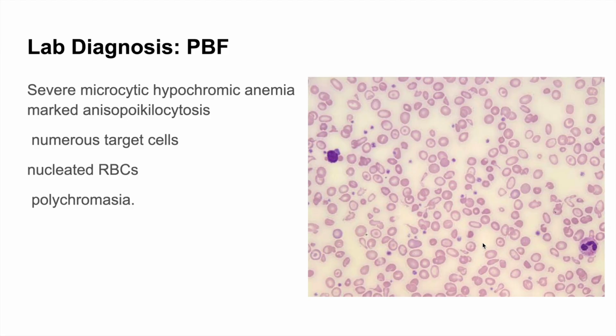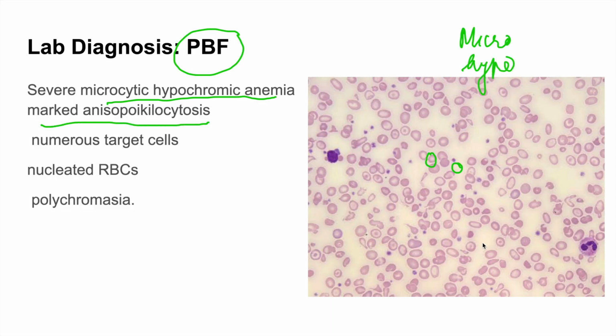Then going to the lab diagnosis in such a patient. You first will go for PBF. In PBF what you will see is small cells. So RBCs will be very small, it will be microcytic hypochromic anemia. It is a type of microcytic hypochromic anemia. And there is marked anisopoikilocytosis. Various shapes are seen, various sizes are seen. Then target cells can be seen. They have a bullseye appearance. If you see over here, these are many target cells which can be seen in thalassemia.